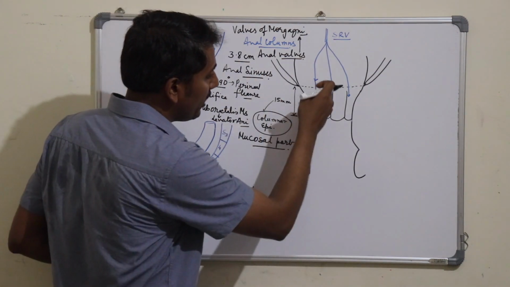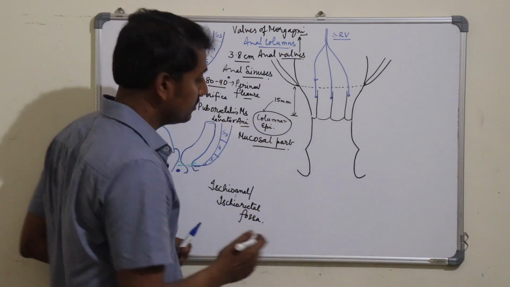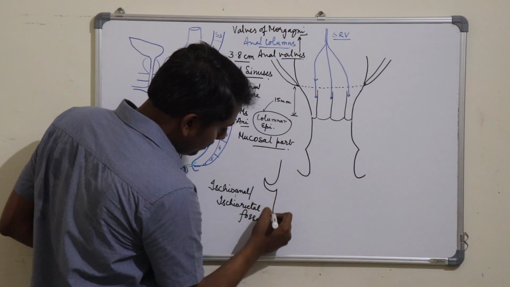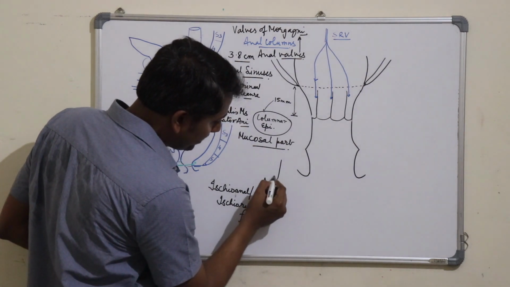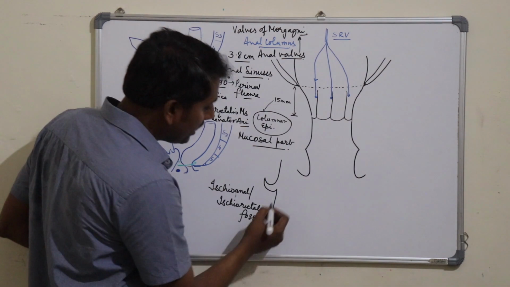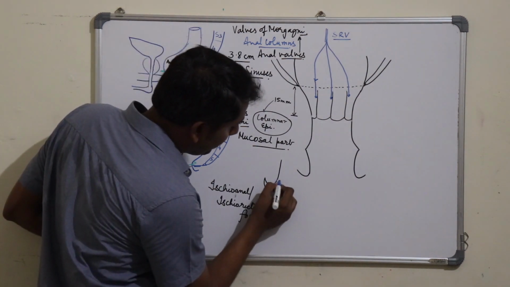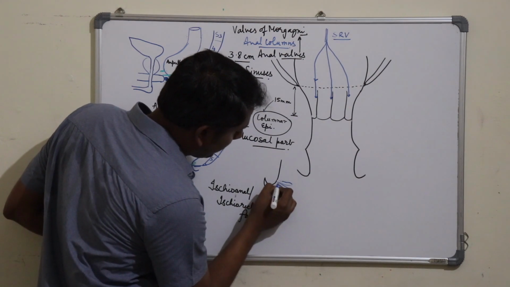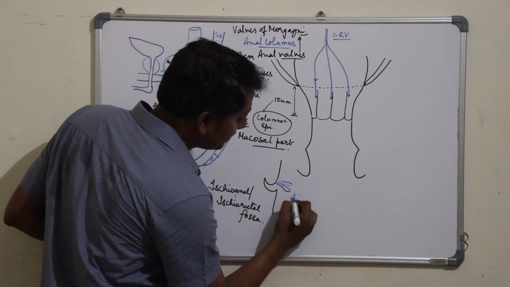Now, if we draw a cut section of the anal valve, this is the anal valve and this is the depression which was known as the anal sinuses. Into this anal sinus drains tubular glands. These tubular glands are known as anal glands.